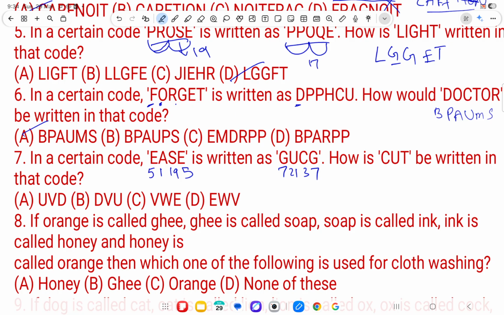So as I told, don't check directly, it may be reverse also. So in reverse order, if you check first letter to last letter plus 2, second letter to next second letter, 3 plus 2, 19 plus 2, yes. So CUT we should write as TUC and then code it. So how is CUT written in that? So plus 2, T plus 2 is V, U plus 2 is W, C plus 2 is E, VWE, third option.